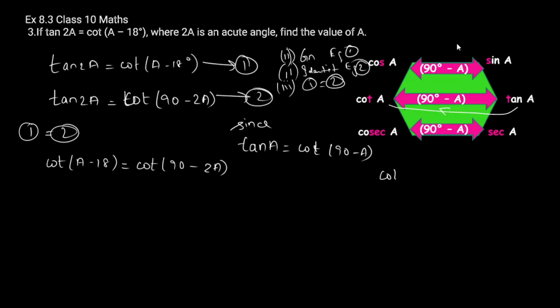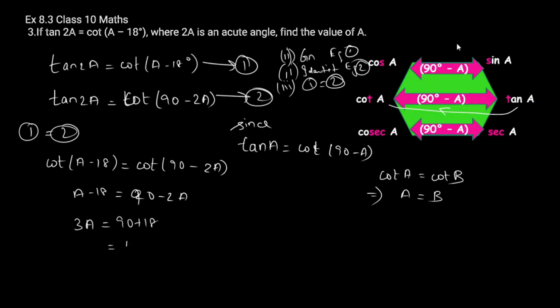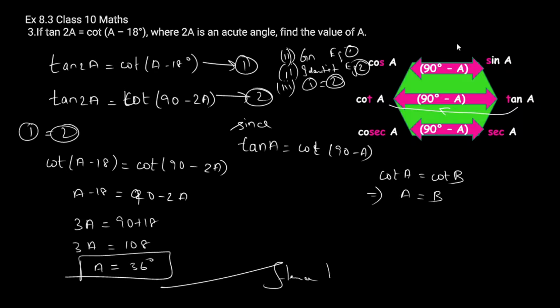If cot a is equal to cot b, then a is equal to b, right? Therefore a minus 18 is equal to 90 minus 2a. Therefore 3a is equal to 90 plus 18, which is equal to 108. So 3a is equal to 108, a is equal to 36 degrees. The value of a is 36 degrees and hence the solution.